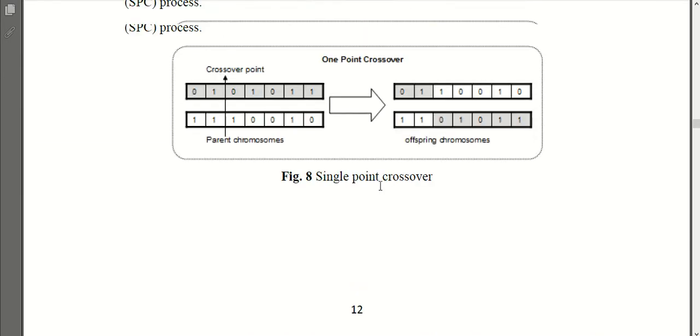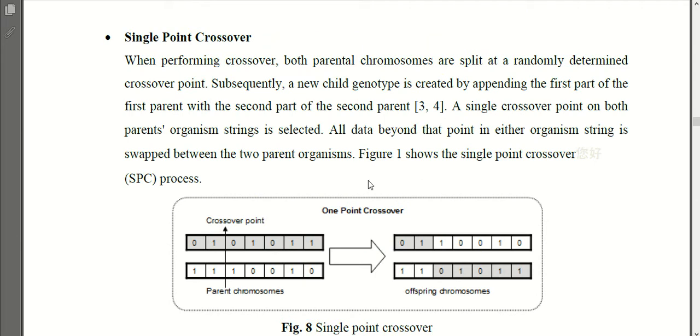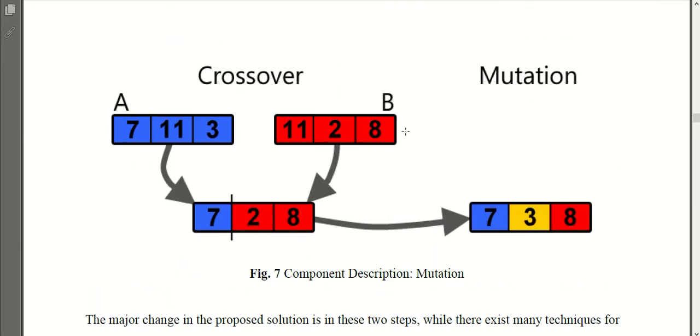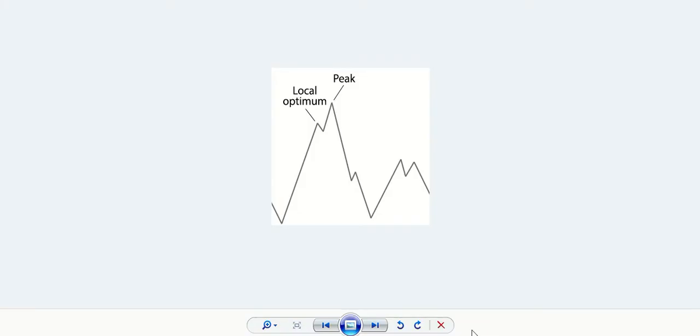Now the next thing is mutation. Now mutation is a very important step in this particular search algorithm, because it helps us in the property of exploration. Now what is exploration? Here you will be better able to understand it.